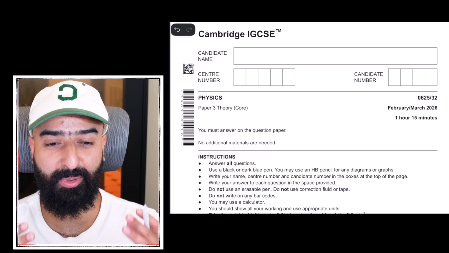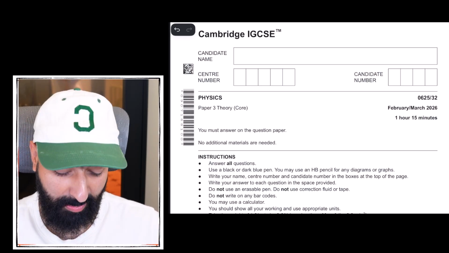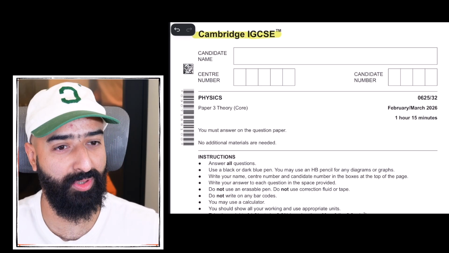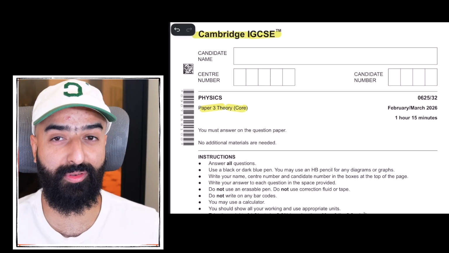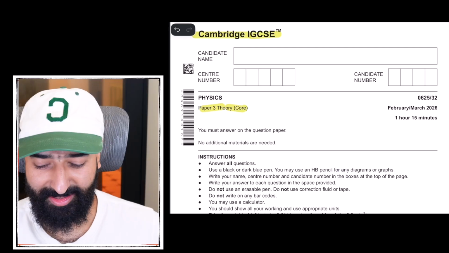The best way to prepare for your exams is to solve past papers. That's why we'll be solving the Cambridge IGCSE Paper 3 2026. Alright, without further ado, let's get started.